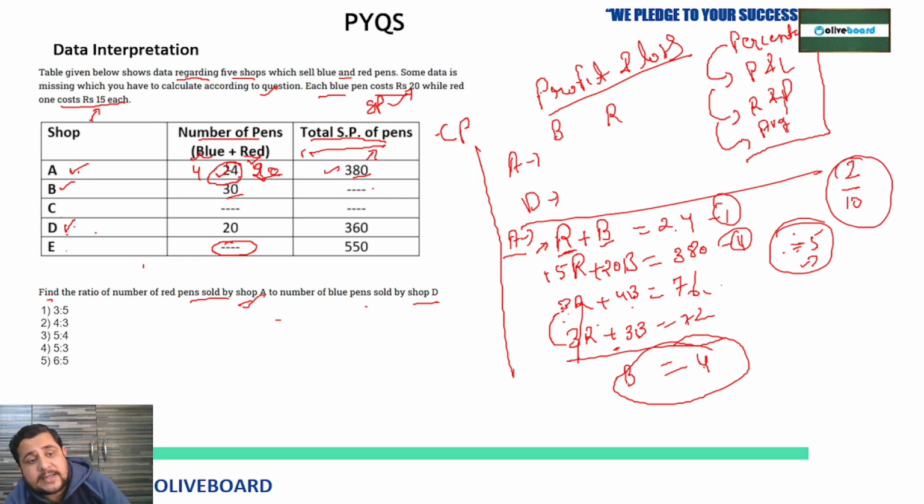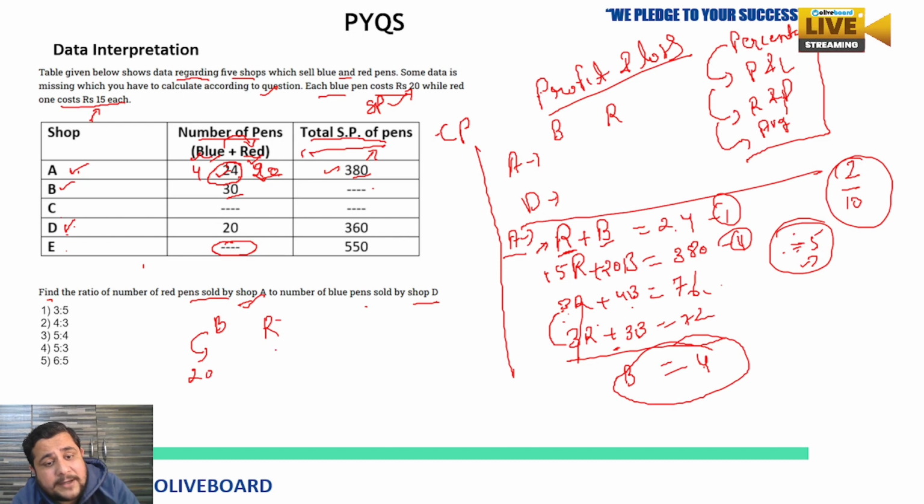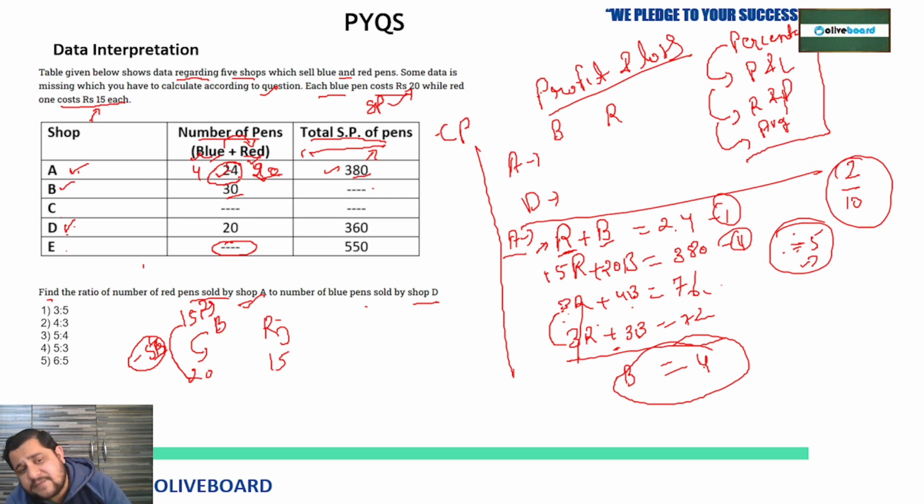So similarly, you can calculate for D, but it will take some time. So is there any other way by which we can solve it easily? See, whenever you see this type of data where the total pricing is given and the number of quantities of two different things is given, blue pen, red pen, just assume their per pen costing: for blue pen it is 20, for red pen it is 15. So we will just assume that the blue pen also costs us 15 rupees.